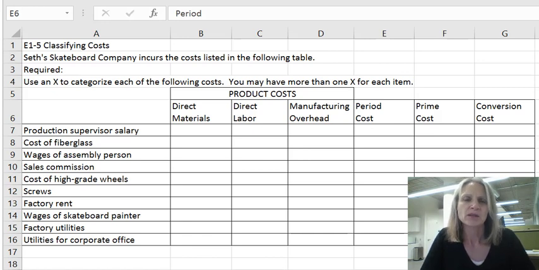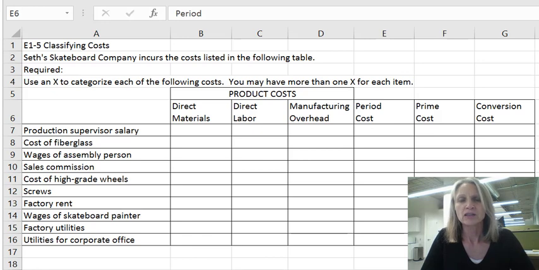Then direct labor, sometimes we call it touch labor, that's the labor directly working on building the product. A supervisor or a factory manager or somebody like that might be considered manufacturing overhead. They're not touching the product, they're overseeing many different kinds of products, and so they don't count as direct labor. Only the people that really work on the products count as direct labor.